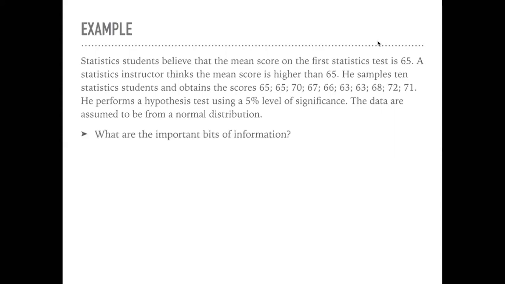So what are our important bits of information? Well, first off, what's our claim? Our claim is the mean score is greater than 65. We also know that we're going to be using the student t-distribution because we do not have the population standard deviation.